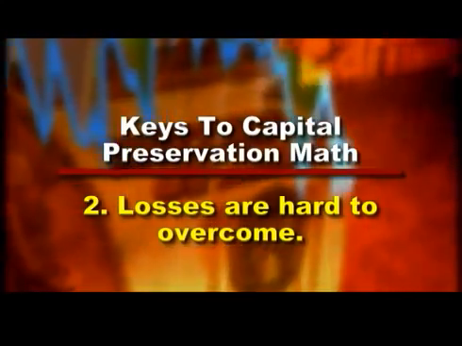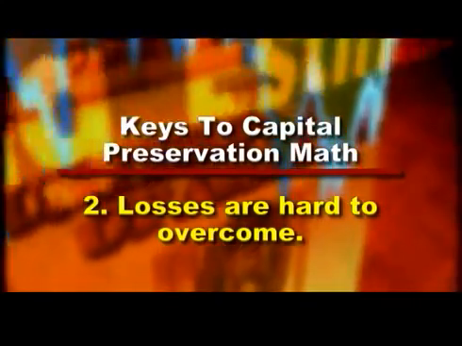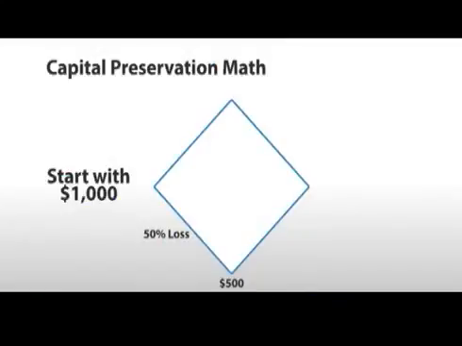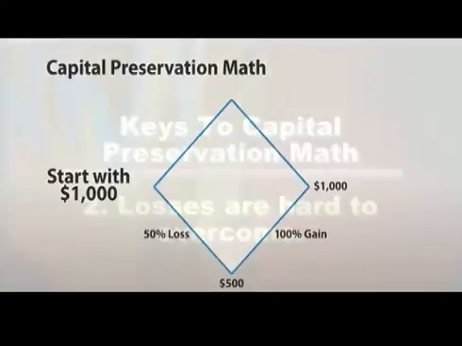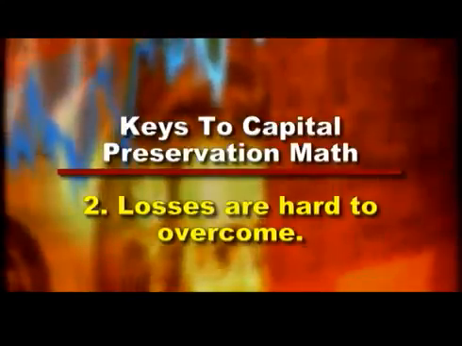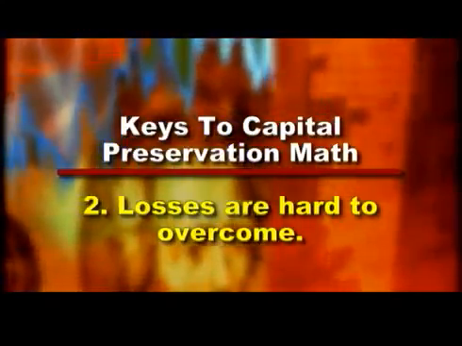Key number two, losses are hard to overcome. Here's an example. Suppose we made a $1,000 investment and over time the value of that investment falls to $500. We just lost 50% of our investment. However, we will now have to make a 100% gain on our investment just to get back to where we started. It will take a 100% gain to make up for a 50% loss. So key number two for capital preservation math, losses are hard to overcome.